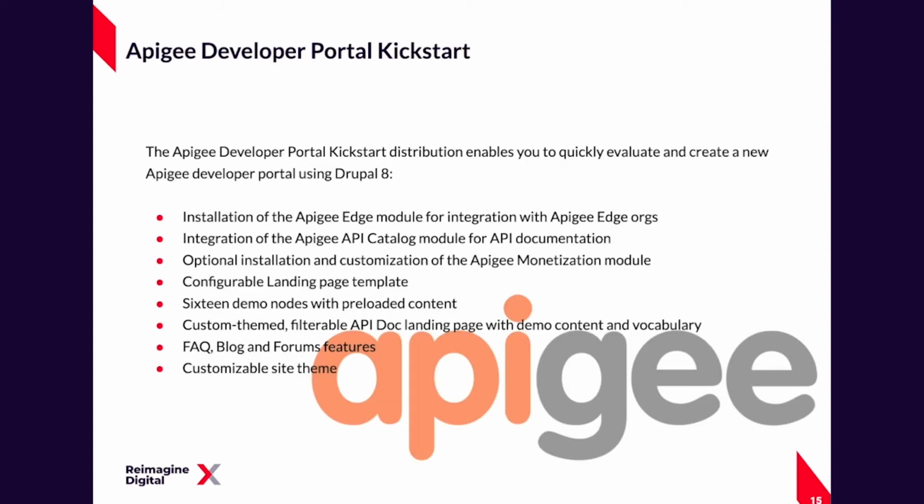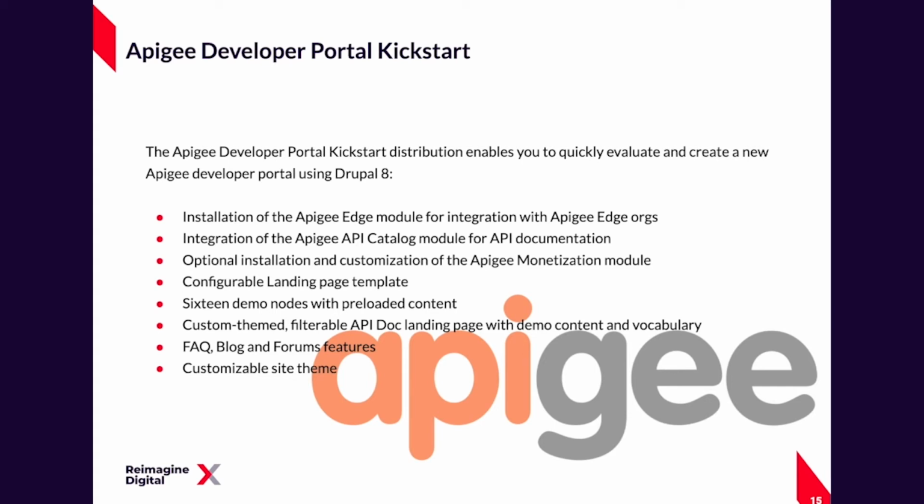So integrating with Apigee and Drupal, you have two possible flows. The first one is the Apigee Drupal portal kickstart. It's a full distribution that goes through your typical installation and configuration process. And the advantage of it is that you get a fully functional Apigee developer portal on Drupal 8 as soon as you run the configuration.